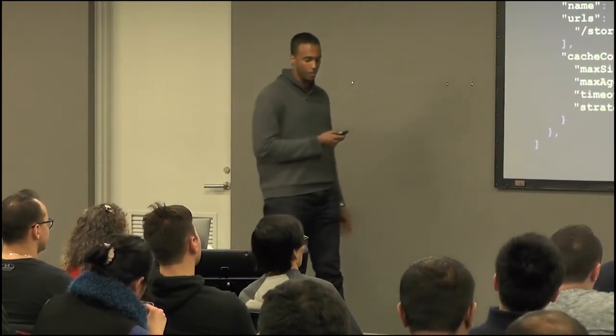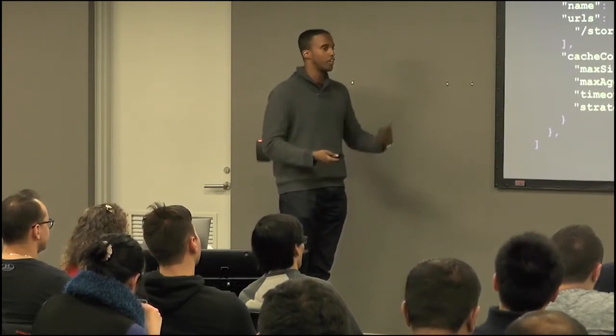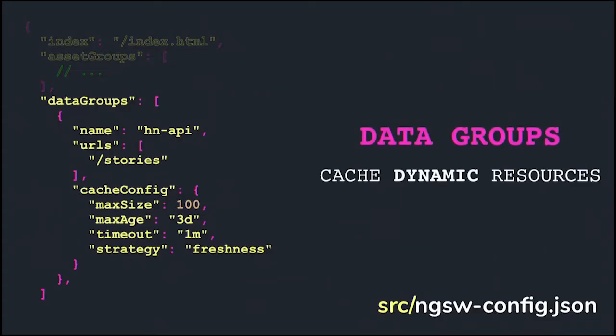So another thing, like I mentioned, is that dynamic caching is also something that service workers allow you to do. You can do that in the same file by defining a data groups array. You can cache your dynamic resources by defining your URLs, or all the URLs you want to make sure get cached, as well as have more fine-grained control by defining a cache config object.